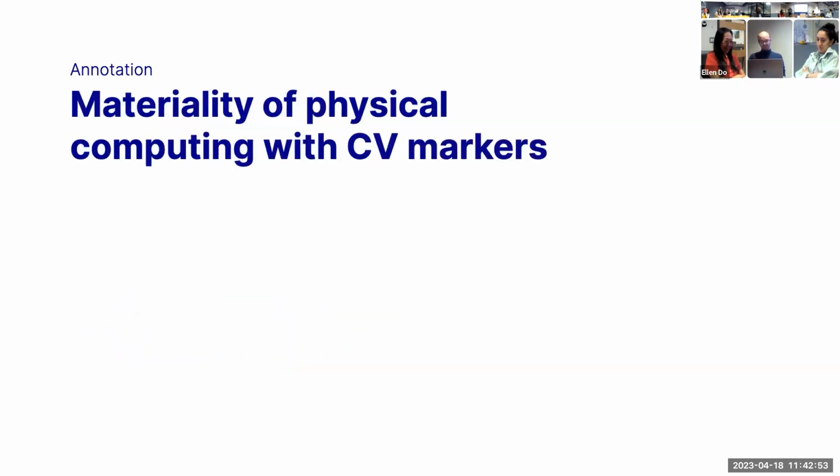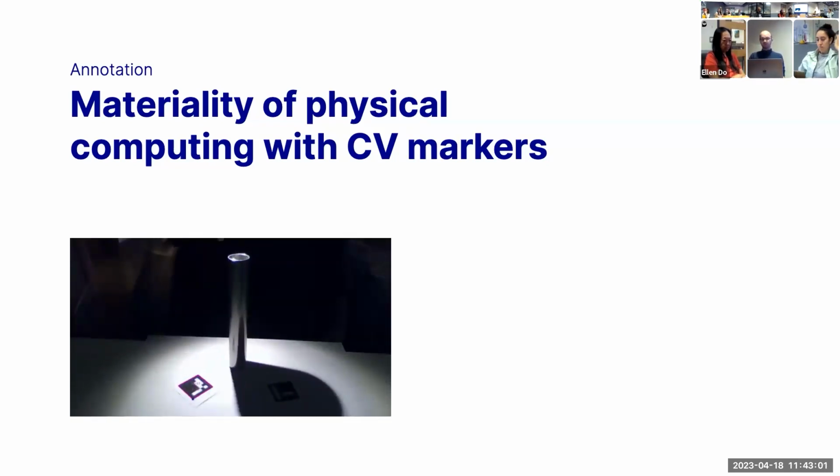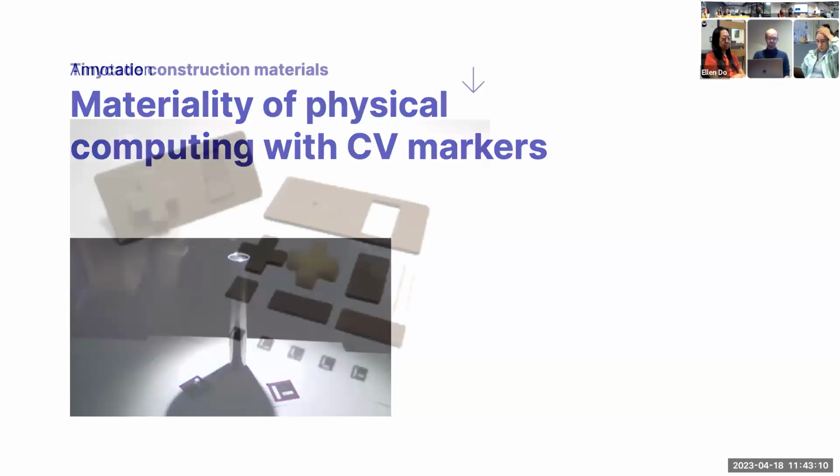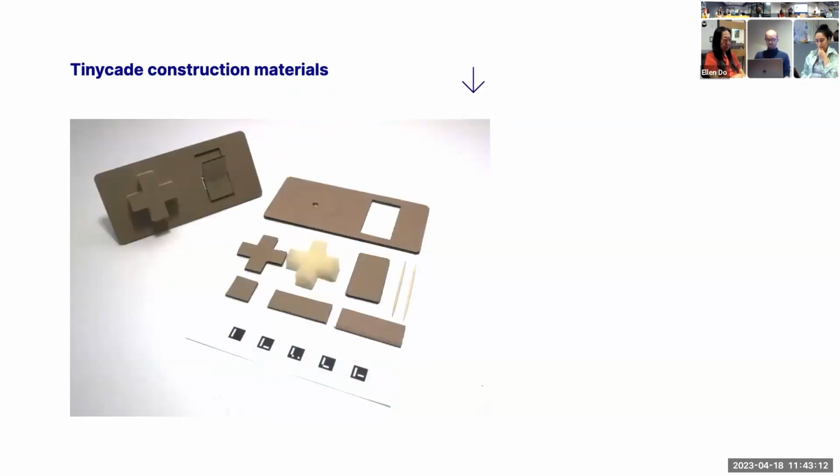This leads us to the materiality of physical computing with CV markers. The markers themselves are usually made out of paper, but any high contrast rendering will do. They're tied to immaterials like light, camera space, and environmental conditions. And by redirecting light and shadow, you can influence the detection of markers in many ways. CV markers can, of course, be coupled with a huge range of materials. In our studios, we saw paper, cardboard, wood, and acrylic, but others are certainly possible.